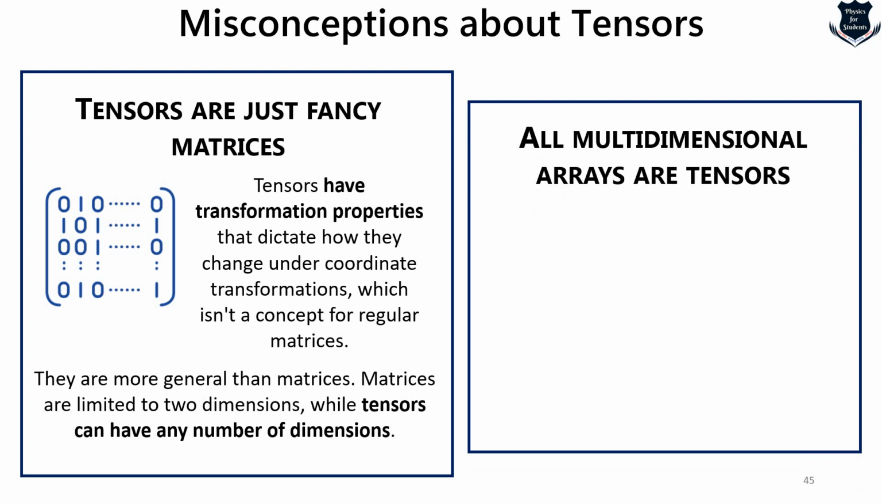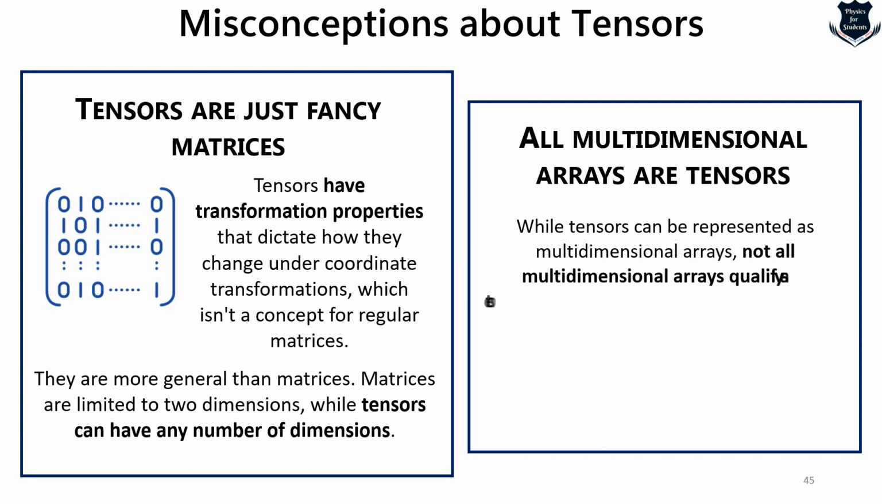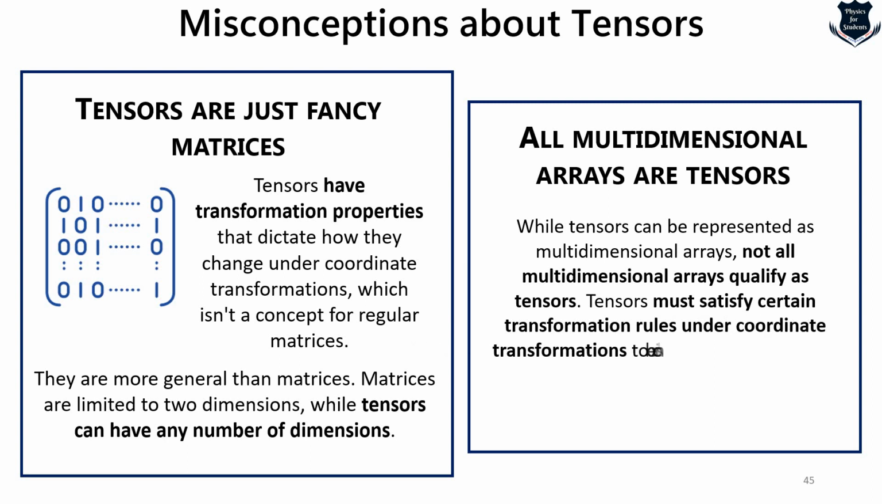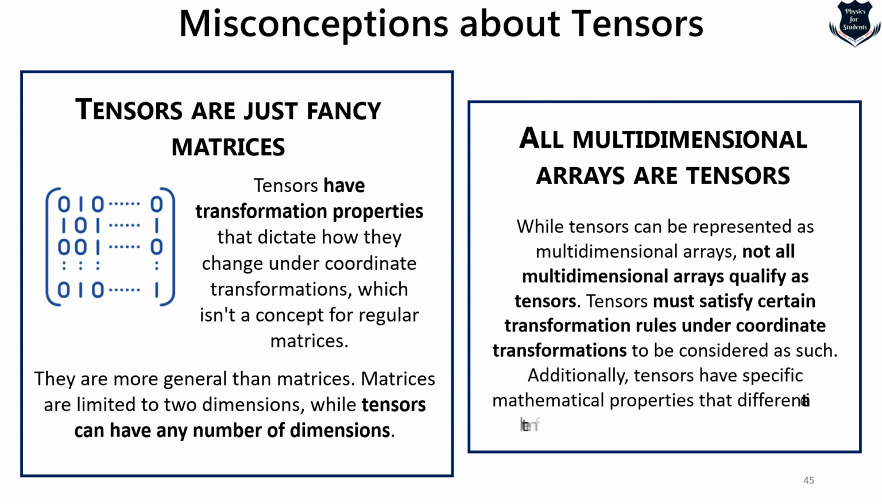Now, all multidimensional arrays are tensors. This is again a very big misconception. Remember that not all multidimensional arrays are tensors, and there is a specific rule and a specific criterion that a tensor has to meet in order to say that yes, this is indeed a tensor.